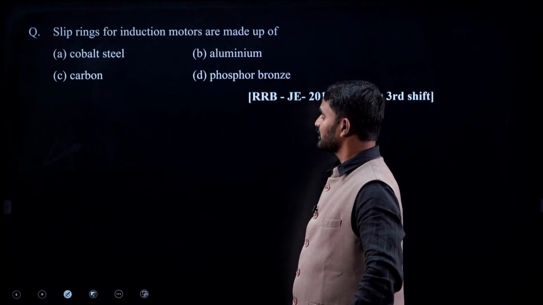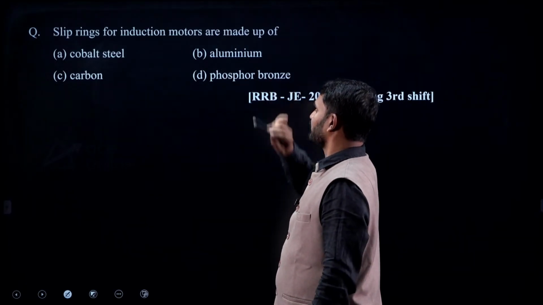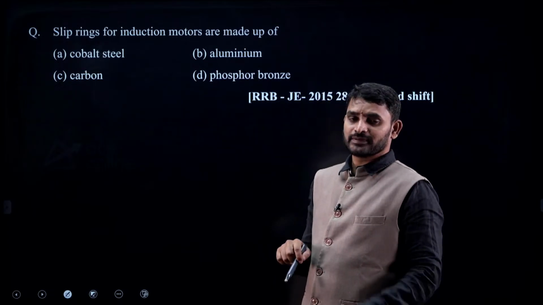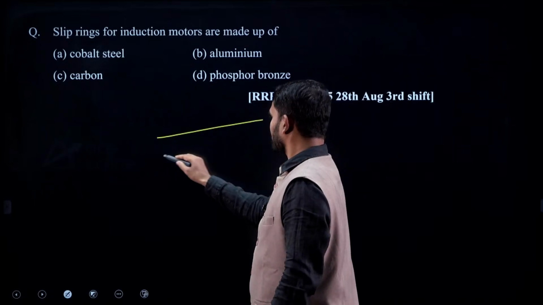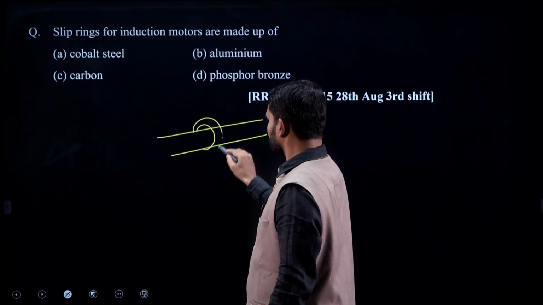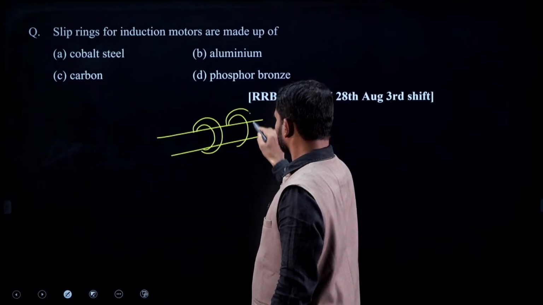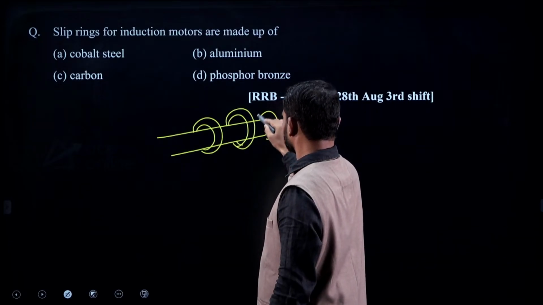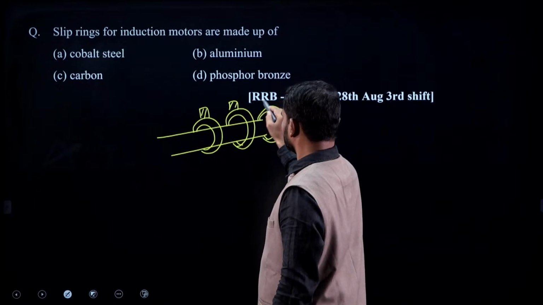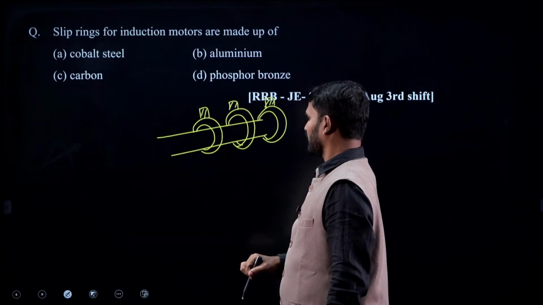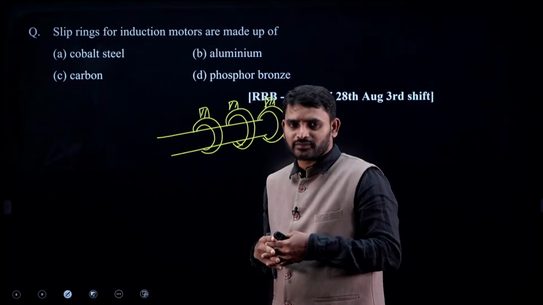Now, look at this one. Slip rings for an induction motor are made up of what? Slip rings, they are not brushes. On the rotor, you can have slip rings like this, connected to the 3 phase windings. On these, you can have brushes. The slip rings are always in contact with the brushes.